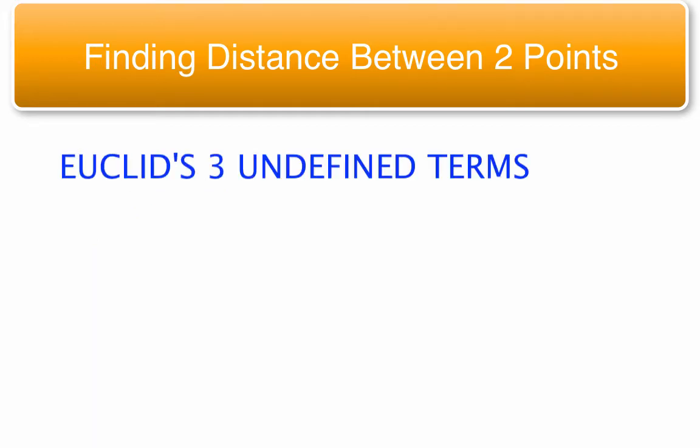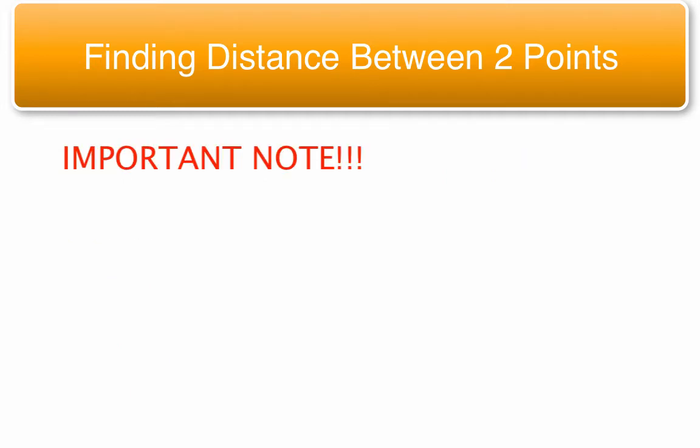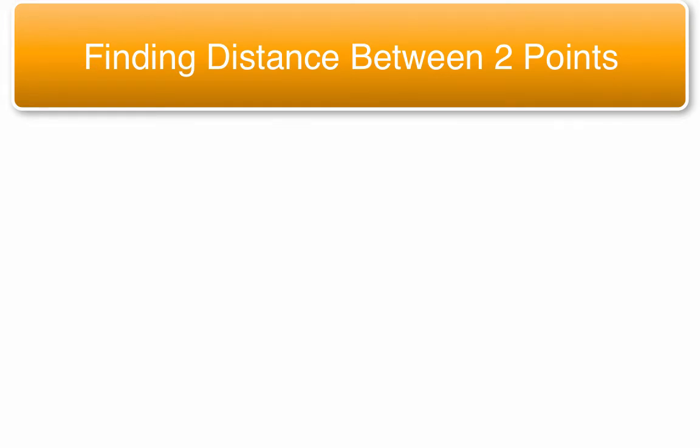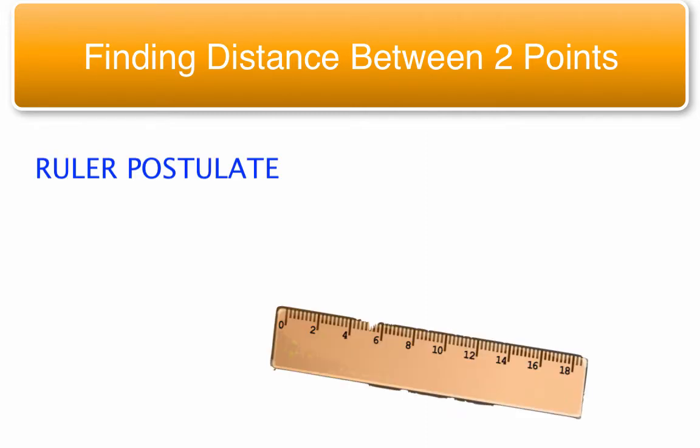Recall that Euclid declared he could build all logical arguments from his undefined terms point, line, and plane. He also used postulates, such as the Ruler Postulate, which we will use to help explain how to find the distance between 2 points. Here's an important note. All statements must have a reason to justify them, even if that statement seems excruciatingly obvious. The Ruler Postulate is a great example of a simple idea that we can use to justify future statements.